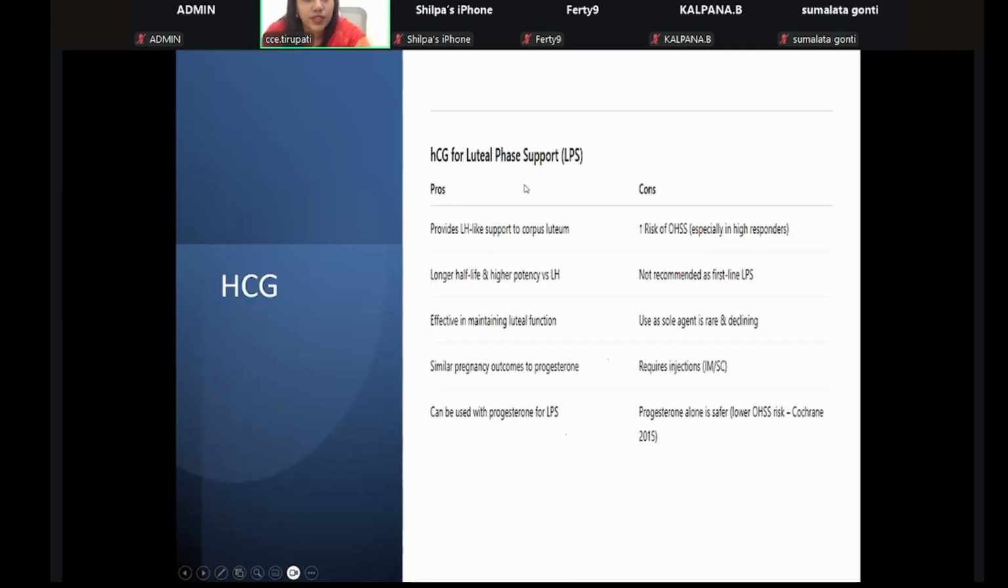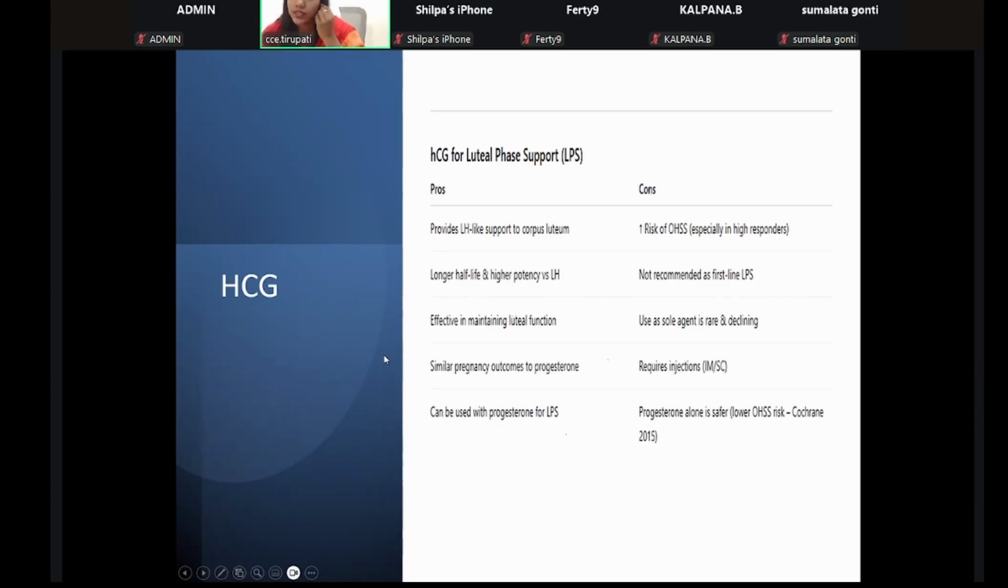Coming to HCG for luteal phase support. So HCG, the pros and cons of using it. HCG is like a surrogate for LH. So it provides LH-like support to the corpus luteum. It has longer half-life and higher potency, and it is effective in maintaining luteal function, and it has similar pregnancy outcomes compared to progesterone. But it is not used as a sole agent.